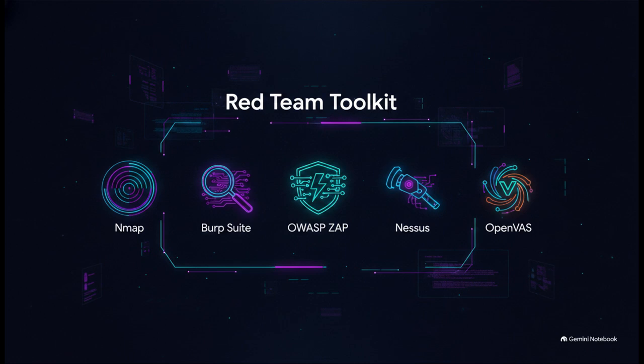During authorized educational simulations, a red team relies on specific tools for visibility and testing. They use things like Nmap for network enumeration, Burp Suite and OWASP ZAP to inspect and test those deliberately vulnerable web apps, and scanners like Nessus or OpenVAS for vulnerability assessment. These are the tools used to map the attack path and execute the infiltration.